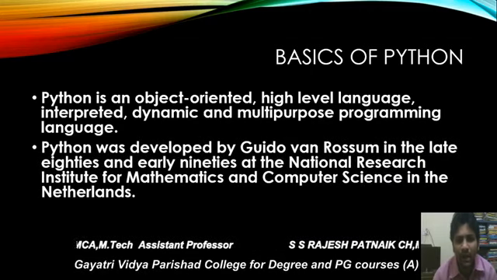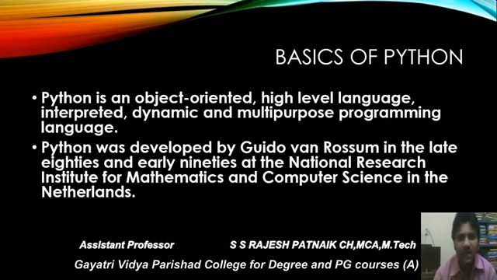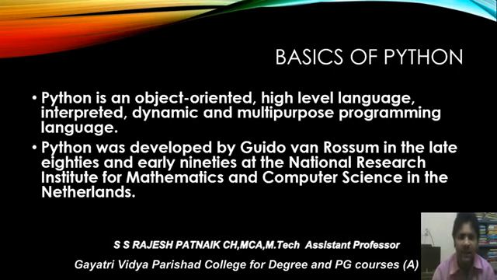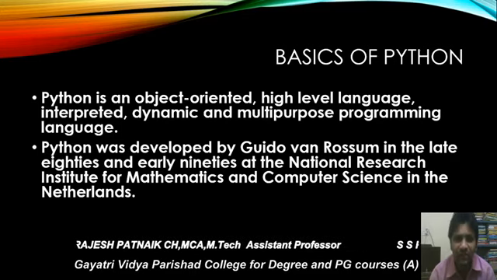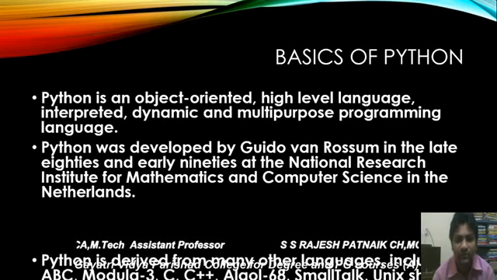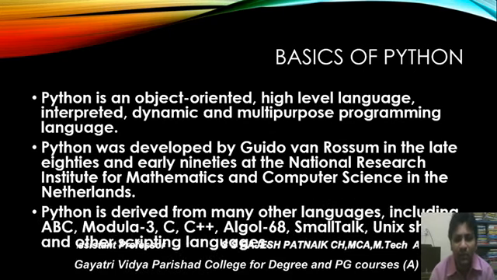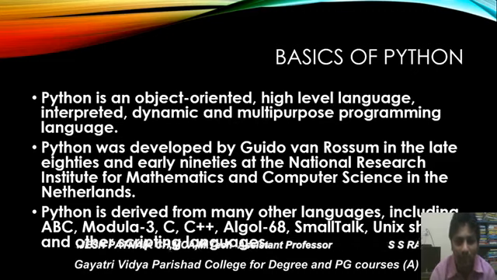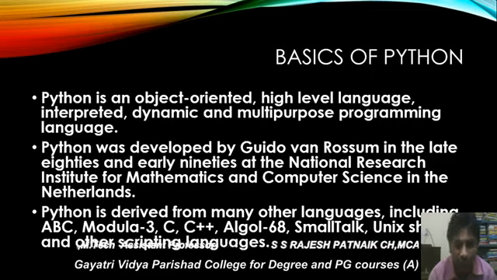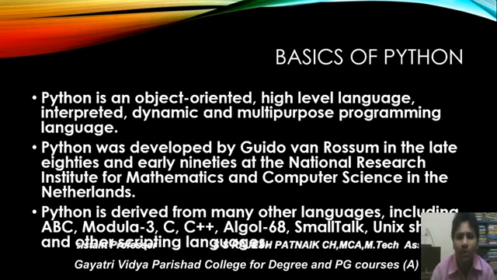Python was developed by Guido van Rossum in the late 80s and early 90s at the National Research Institute for Mathematics and Computer Science in the Netherlands. Python is derived from many other languages including ABC, Modula-3, C, C++, Algol 68, Smalltalk, Unix Shell and other scripting languages. So if you compare with so many other languages, Python is a little bit easy.